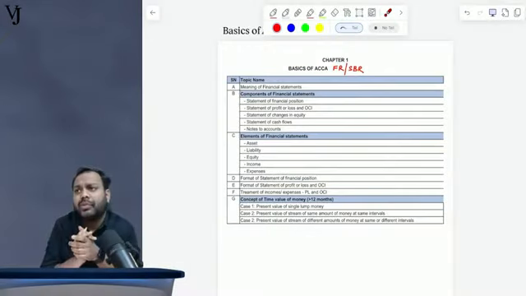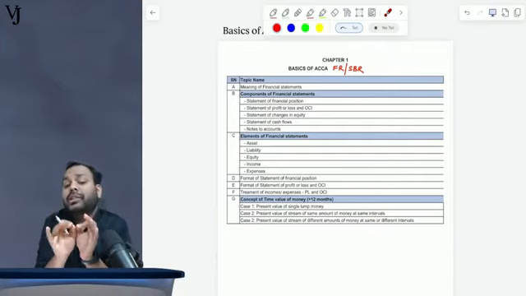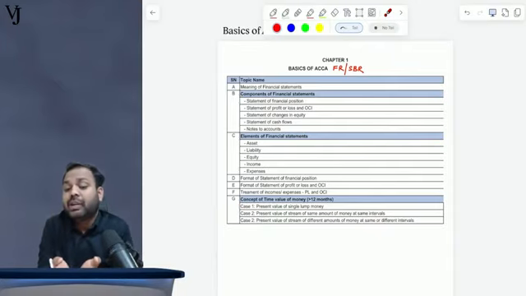For example, if I'm saying financial statements, you should understand the meaning of financial statements. When I'm saying an asset, a liability, an income, an expense, equity, you should understand the meaning of it. When I'm saying a profit or loss, other comprehensive income, a reserve, you should understand the meaning of it.